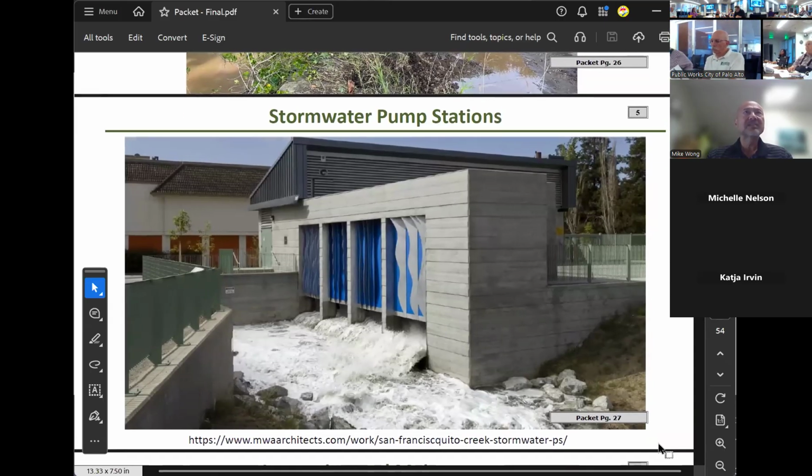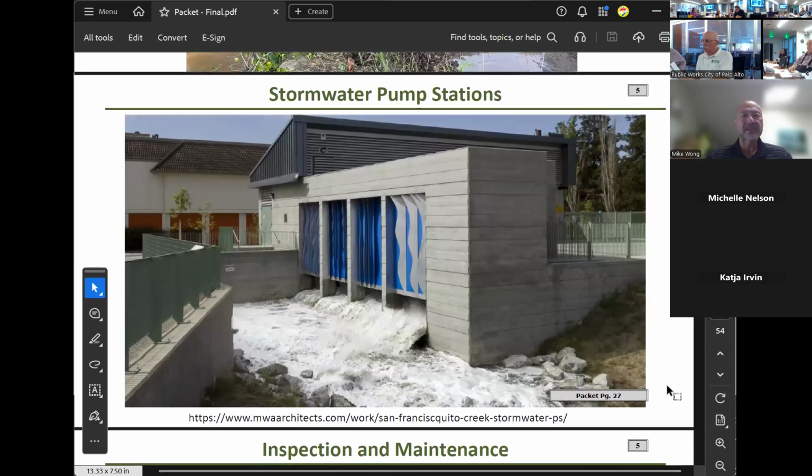So pump stations, you've heard me say in the past, we have 9 pump stations, and you heard Michelle just say we're going to be adding 2 more, one on East Bay Shore and one on West Bay Shore. And so there's a lot of inspection, maintenance, and repair work that goes on in the pump stations. Next slide, please.